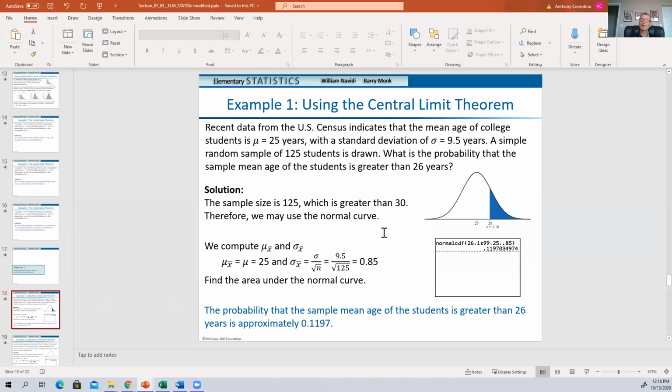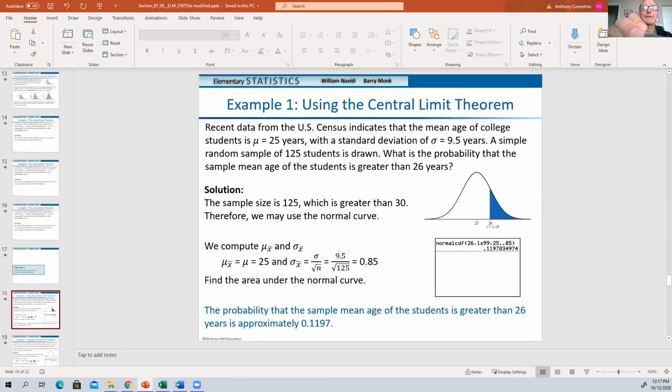Because it approximates a normal distribution, the good news is we use the same normal distribution functionality that we did in the last two sections. So this one says the US census says that the mean age of a college student is 25, with the standard deviation at 9.5, which is pretty big, right? If you randomly sample 125 students, what is the probability that that group has a mean age of greater than 26?